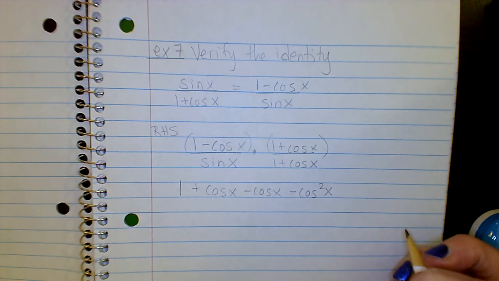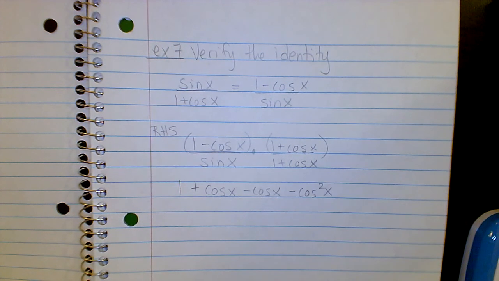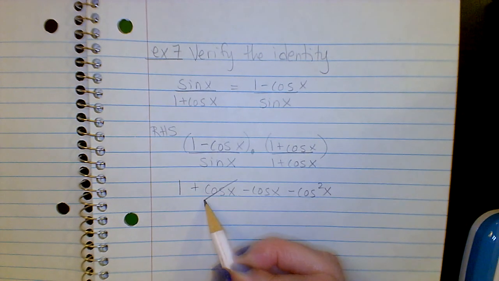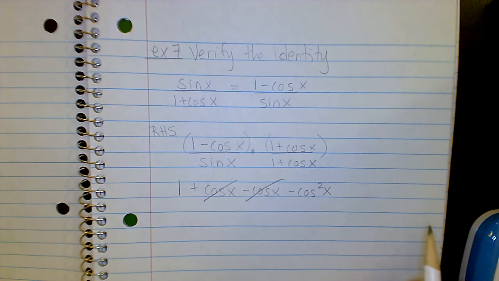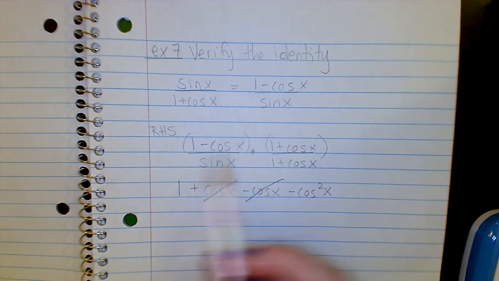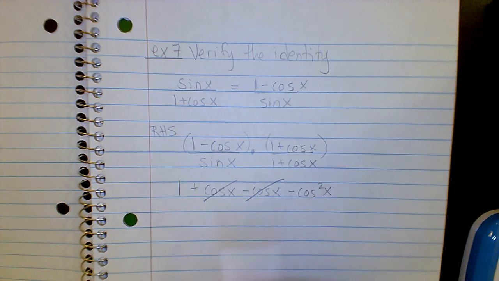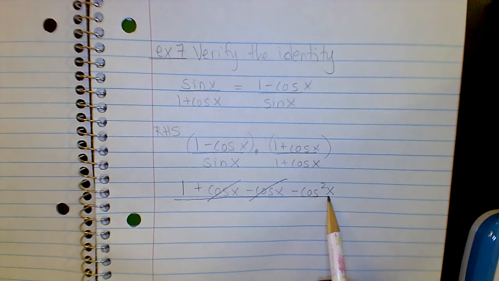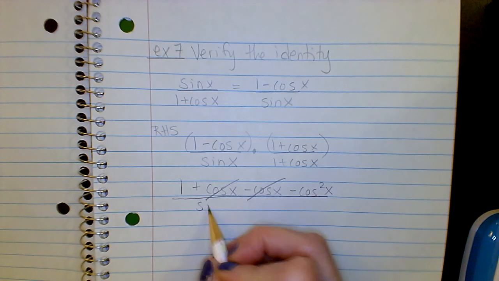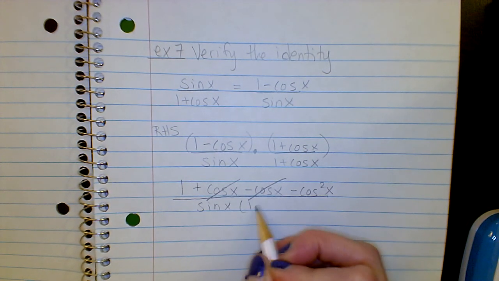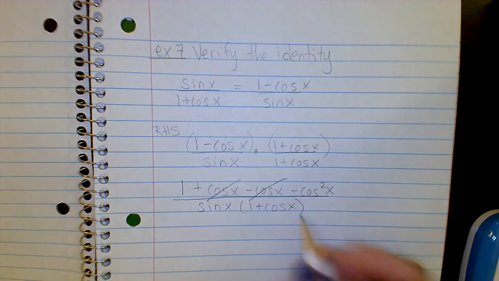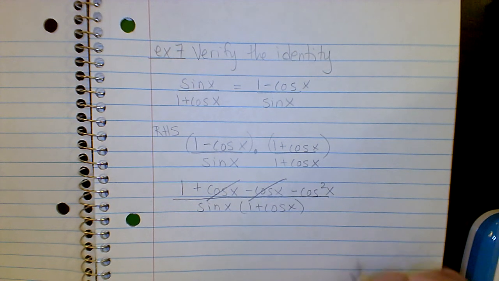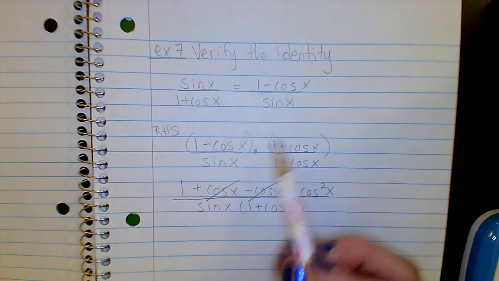Now look at what happens when I distributed all that out. I ended up with a positive cosine x and a negative cosine x. Those went away. That happens when you multiply this binomial by its conjugate. So it's not like, oh, that's kind of nifty that happened. What a crazy coincidence. No. That totally should have happened. We planned that. That's why we picked this conjugate to multiply by.